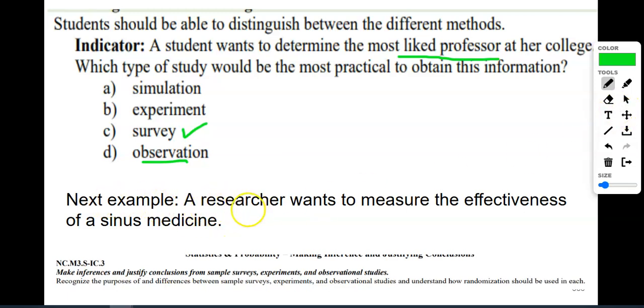Meanwhile, next example, a researcher wants to measure the effectiveness of a sinus medicine. That one would need to be an experiment, and this is one where you would want 2 groups. You'd give the actual medicine to one group, and a placebo to the other group. If both groups report feeling better about 60% of the time, that means the medicine doesn't really work. It's definitely not my field of expertise, but that's how I interpret it.